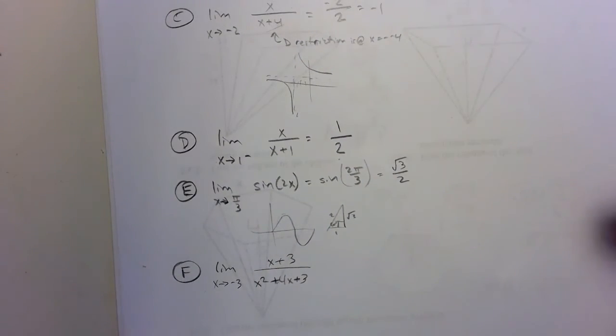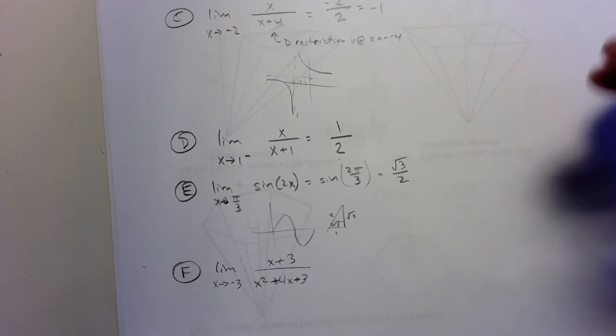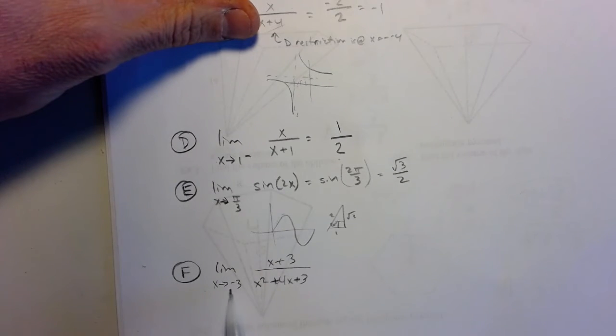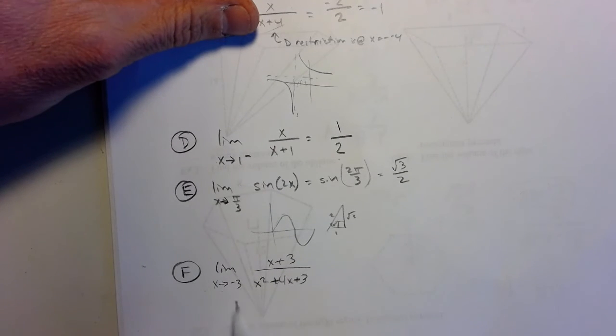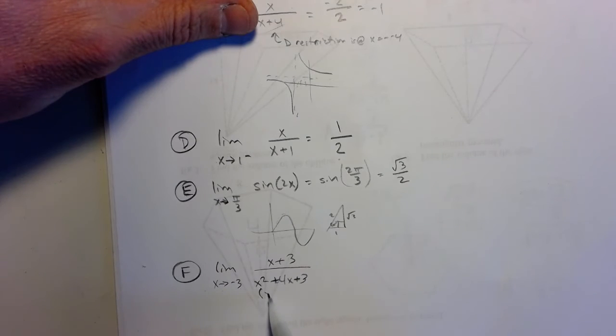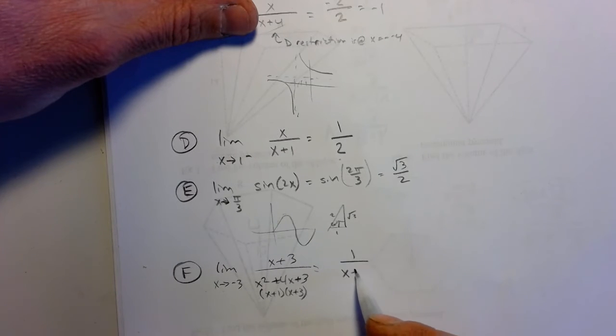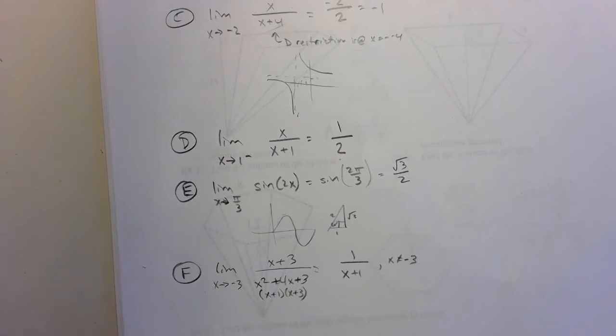Okay, so if we look at this, let's figure out what our domain restrictions are and see if this x value that we're approaching is going to be a domain restriction. If I factor this out, I can see that I can reduce this, so it becomes 1 over x plus 1, and that's with the condition that x is not equal to -3. Okay. So what do we see happens here?